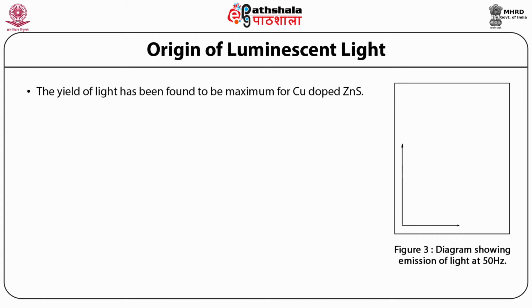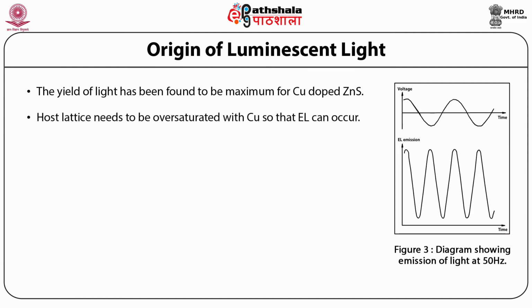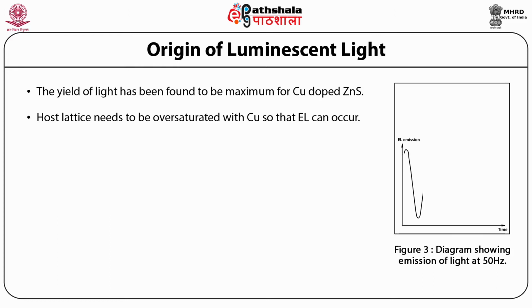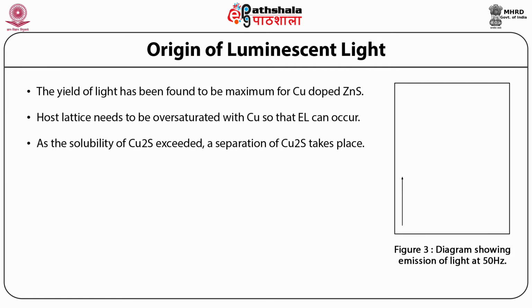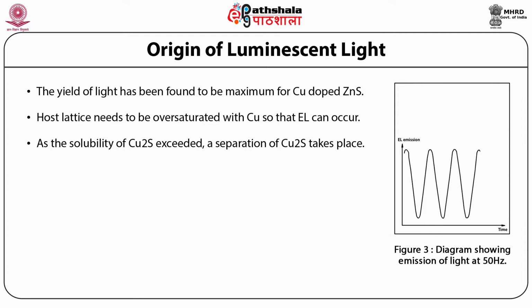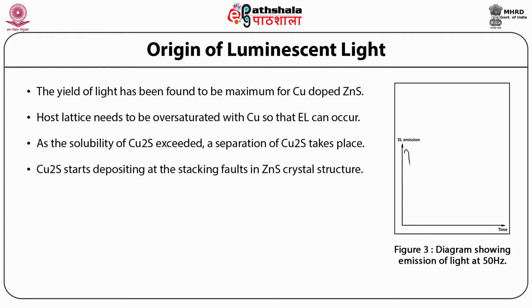The yield of light has been found to be maximum for copper-doped zinc sulfide, whose lattice needs to be oversaturated with copper so that electroluminescence can occur. As the solubility of copper sulfide, Cu2S, is exceeded, a separation of Cu2S takes place. Cu2S starts depositing at the stacking faults in the zinc sulfide crystal structure.